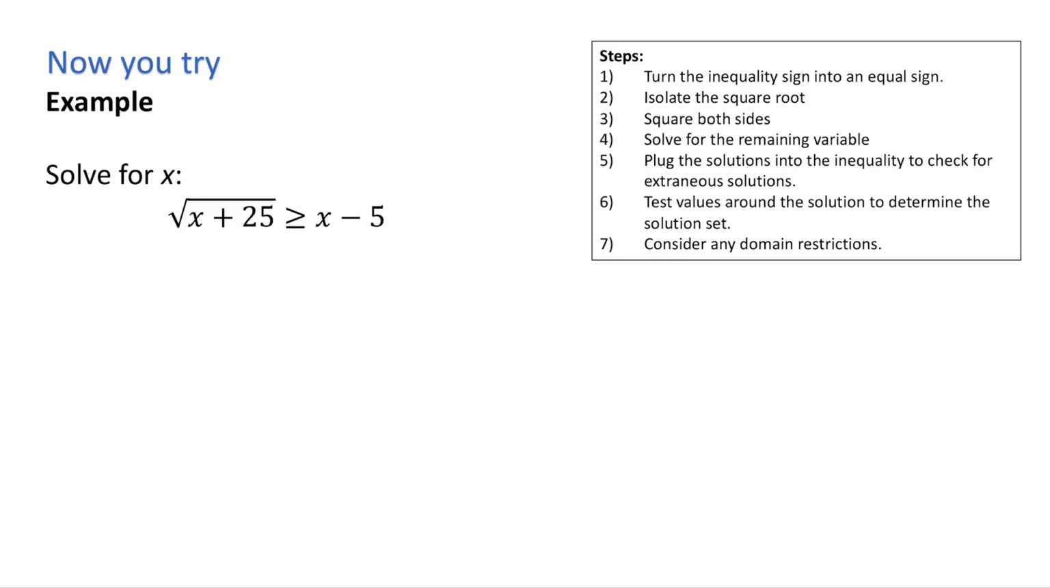So now you can go ahead and pause this video and try this problem, which is very similar, on your own.